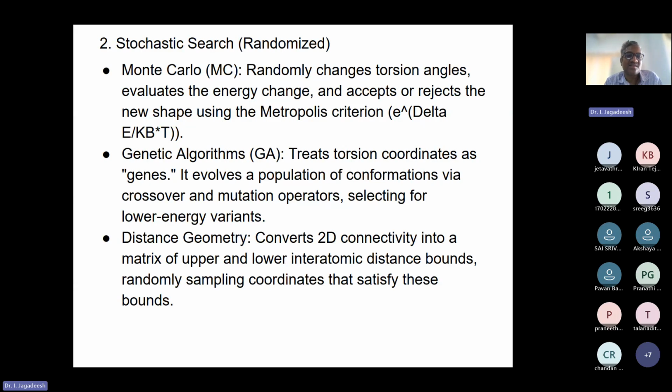We know that the genes will have some sequences, and it is going to yield corresponding proteins based on their code. In a similar manner, the genetic algorithm evolves populations of conformations via crossover and mutation operators, selecting for the low energy variants.